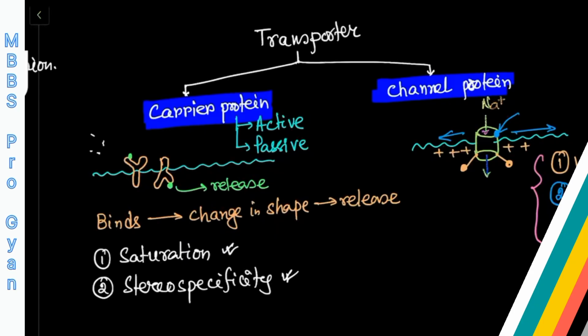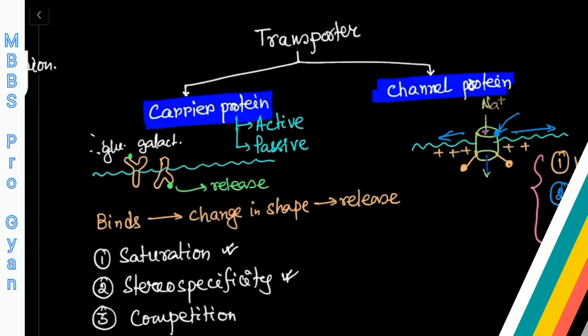So saturation, stereospecificity, and number three is competition. If the carrier protein is dedicated for transport of two similar kinds of molecules, for example, there are carrier proteins which are dedicated for transport of glucose and also galactose. So what will happen? Obviously, there will be some competition between glucose and galactose. If the glucose concentration is high, that will occupy the carrier protein, and if the galactose concentration is high, that will occupy the carrier protein, and transport will occur for galactose only. So this is known as competition.